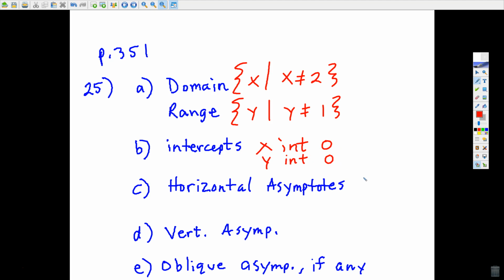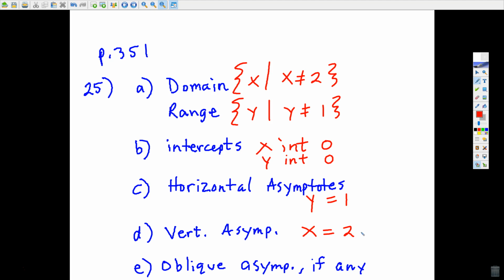Horizontal asymptotes. You can see that's a horizontal line. It crosses the y-axis at positive 1. So that's the equation. Make sure you put horizontal asymptotes in terms of y equals some number. Vertical asymptotes should be in terms of x equals a number. In that case, it's going to be x equals 2.